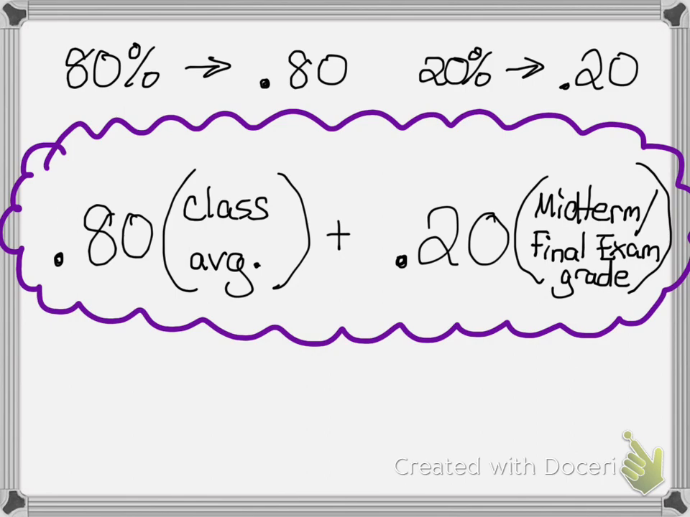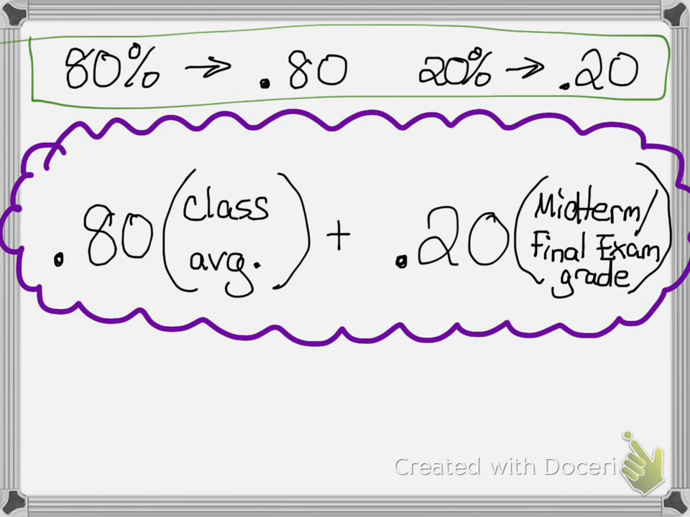That's where I get the total of 80, 60 plus 20%. Since that will generate your class average before you take your final exam or midterm, we're going to say that your class average counts for 80% of your grade and your final exam is 20%. So the formula that you will always use is 0.80 times your class average plus 0.20 times your midterm or your final exam grade. And of course, what I wrote up here was just how to convert percentages to decimals.